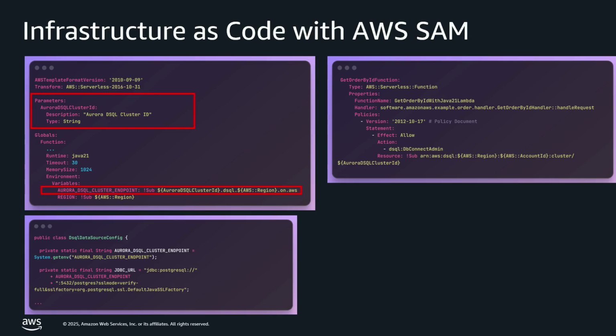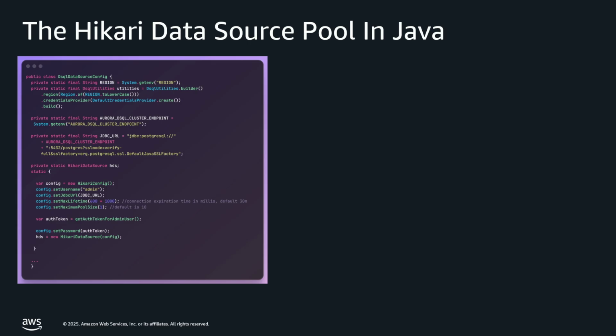And what I also need to give is the authorization. So here I simply allow the Lambda function to talk to Aurora DSQL, and here I need to provide the resource ARN of this Aurora cluster, and the cluster ID is also used as a variable for that. So pretty generic logic. Now let's look into the Java example.